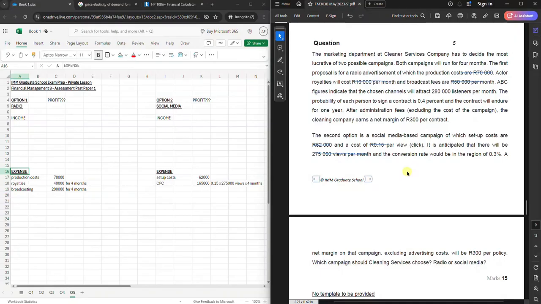We're going to the radio campaign. I've got 280,000 listeners per month, and the probability of each person to sign a contract is 0.4%. So 280,000. Okay, what is this speaking towards? Remember, counting is very easy. You're either making money or paying money, right? What is this? Yeah, exactly.